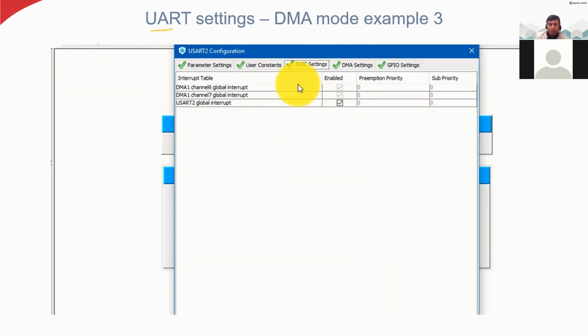How can we use this UART in the microcontroller? You always have to set up and enable this. In this example, I used DMA1 channels 6 and 7, and they got enabled, and I also used the UART mode. I enabled the UART global mode. If you don't enable this, the UART cannot transmit the data.